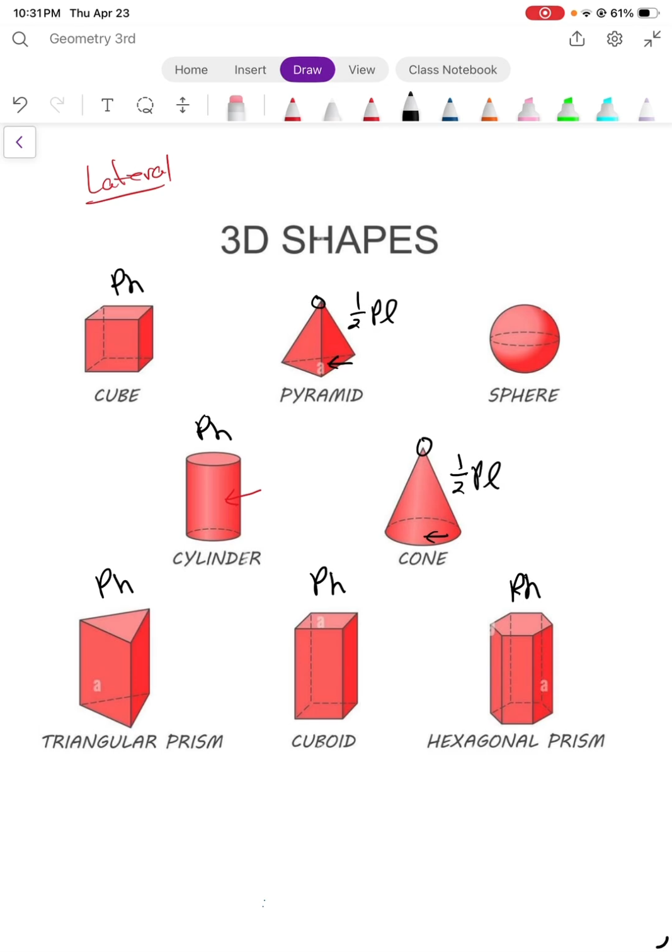Now, the sphere is over here by itself because it doesn't actually have a base. A sphere doesn't have a triangular base or a circular base or a hexagonal base. The sphere is just a continuous shape, so the lateral area, and what we're about to do in a second, the surface area, is the exact same formula. And that's simply 4 times pi times the radius squared. That is how you find the lateral area.